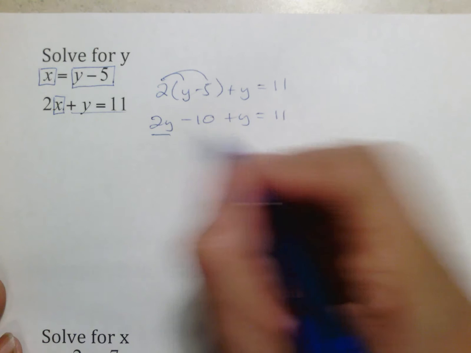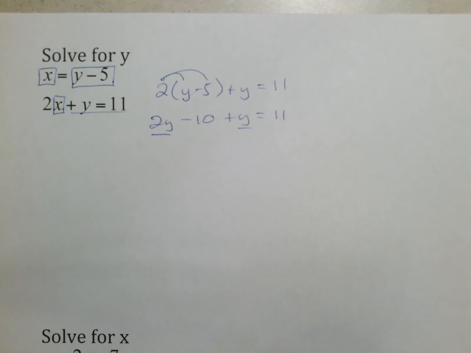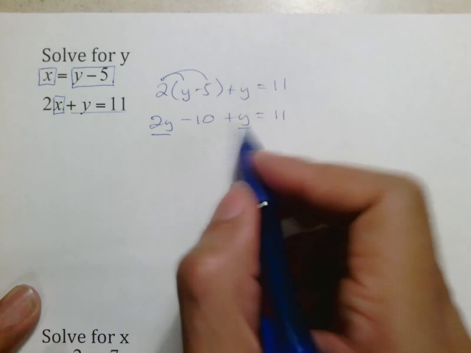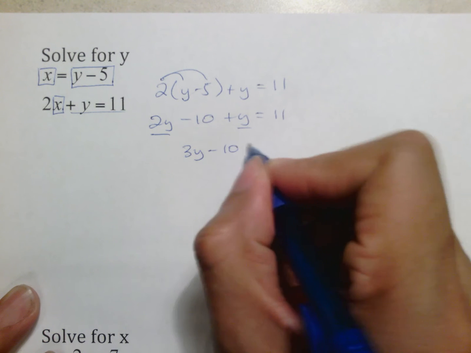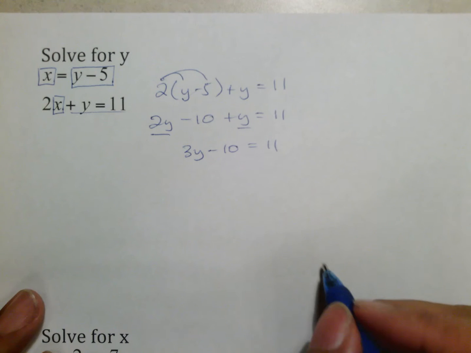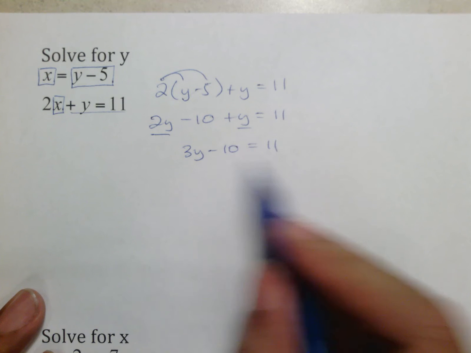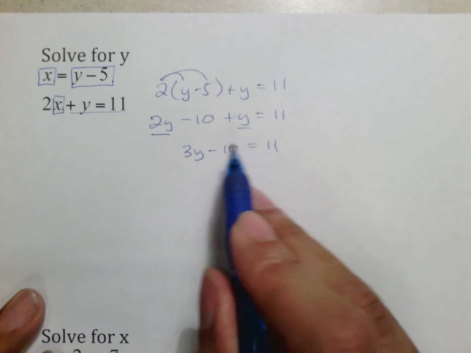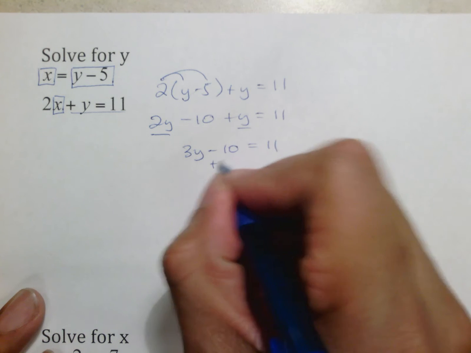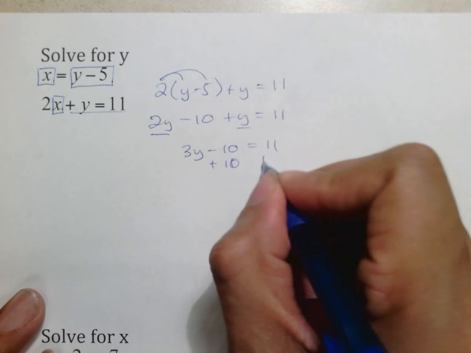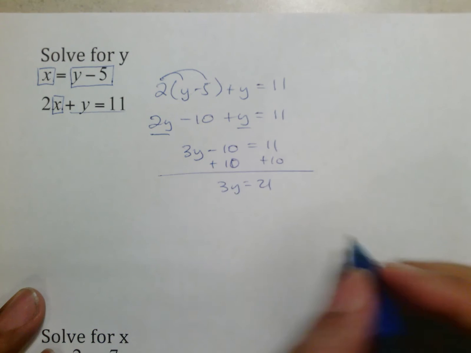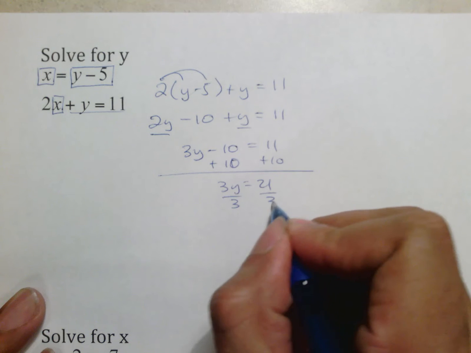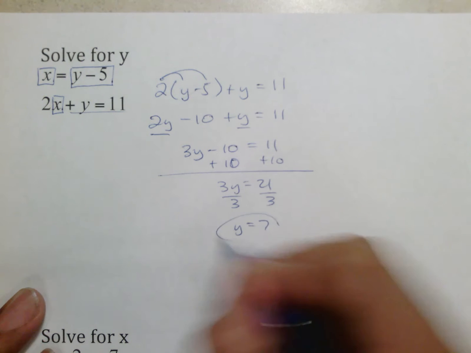We then put our like terms together. Remember the first 3 steps that we did yesterday, that's what we're doing over and over. 2y plus y makes 3y. Minus 10 comes down, equaling 11. And from there we solve. This is where we stopped yesterday, but again, it's not so hard to do. We just simply get rid of the positive or negative number. So we add 10 to this side and 10 to that side, getting 3y equals 21. And when you divide by 3, you end up with y equals 7.